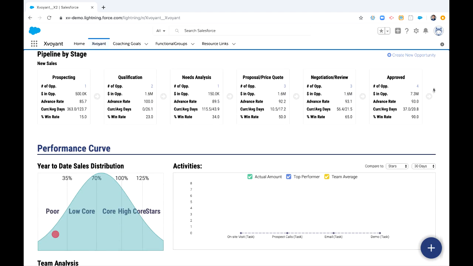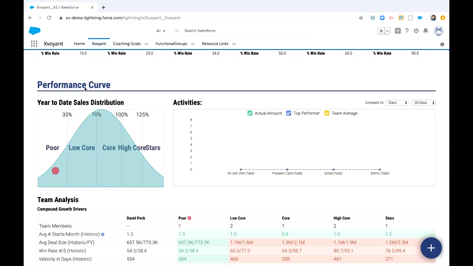Underneath the bubble chart in the pipeline forecast, you'll find the pipeline by stage. Here, just like in the team tab, you will find all of your sales stages and the process for this specific person that we're looking at. So these are all of their historical numbers according to the information that we're pulling from Salesforce.